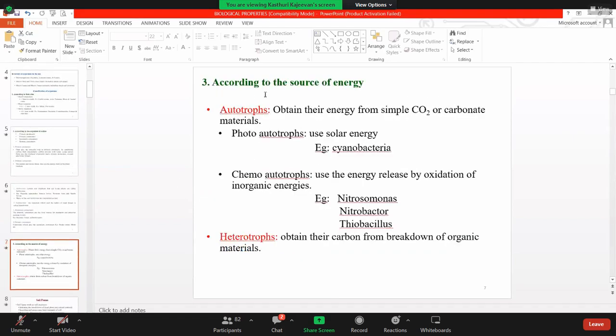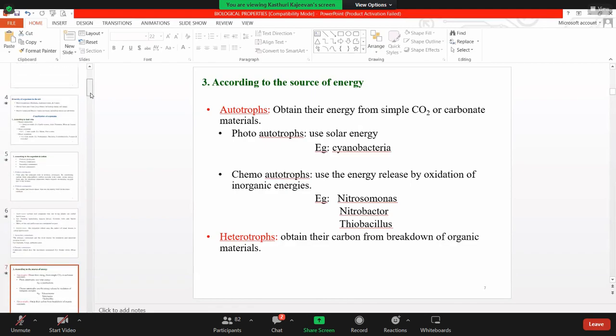And third criterion is according to the source of energy. Okay, the first one is autotroph, energy from carbon dioxide or carbonate material. Again, we can classify autotrophs into photoautotrophs, which deal with solar energy, and second one, chemoautotrophs, which deal with energy released by oxidation of inorganic compounds. And second major classification is heterotrophs, which obtain their carbon from breakdown of organic materials. Okay, up to this, very simple content.